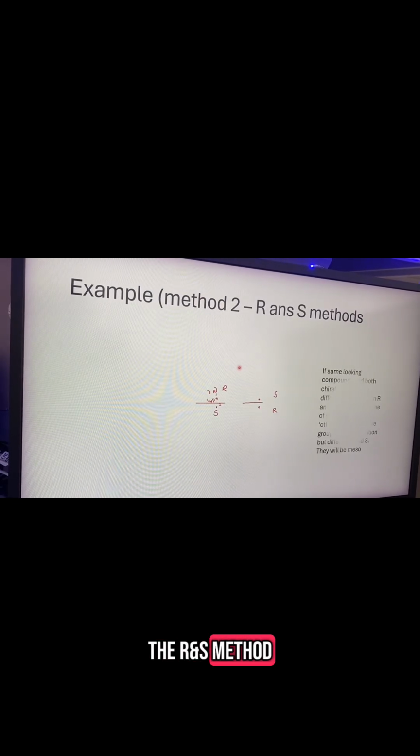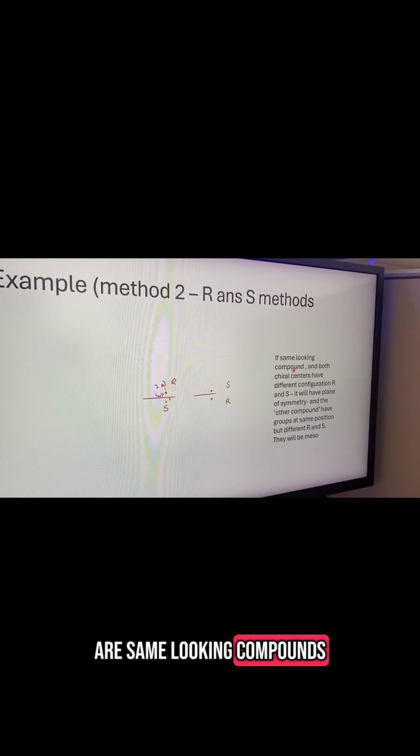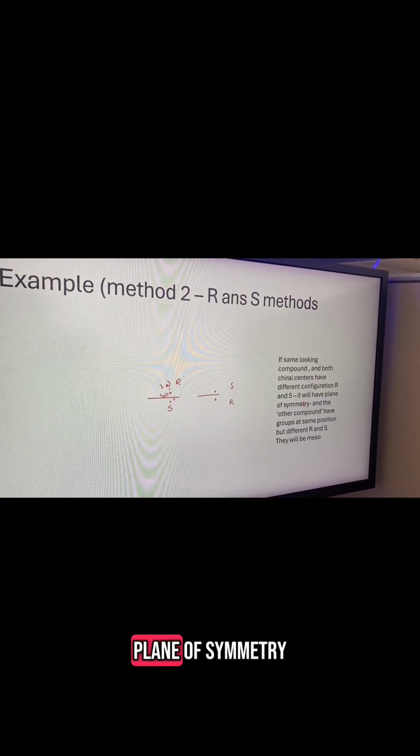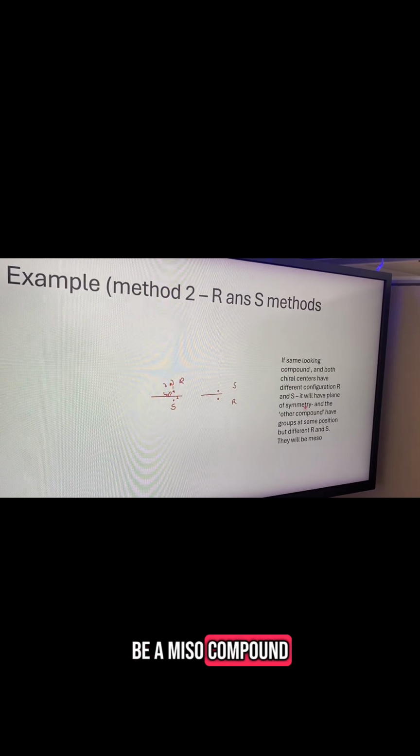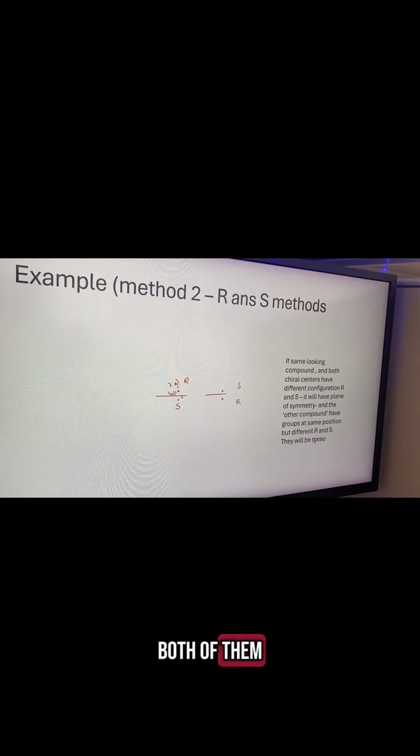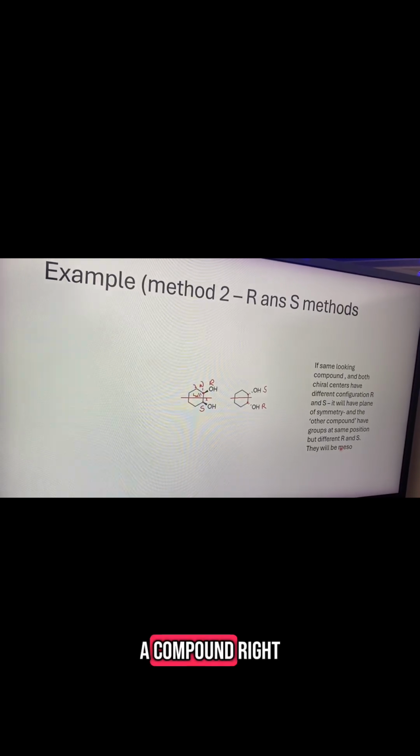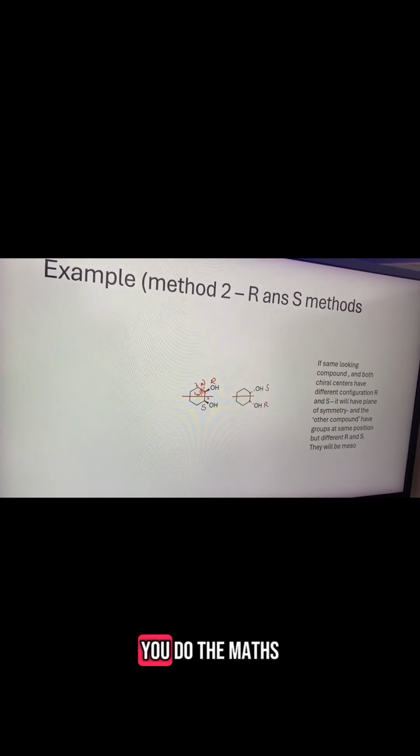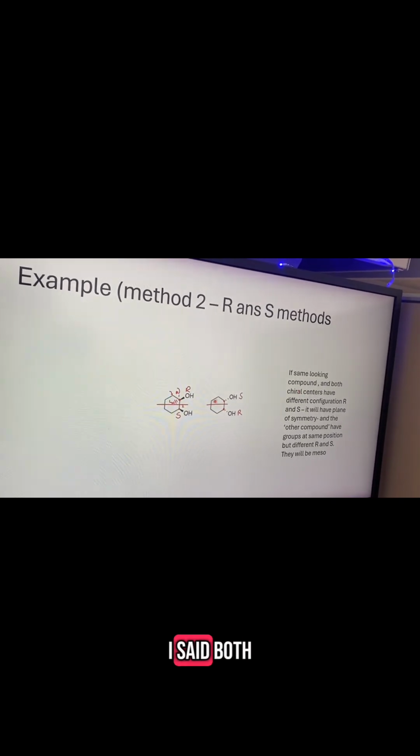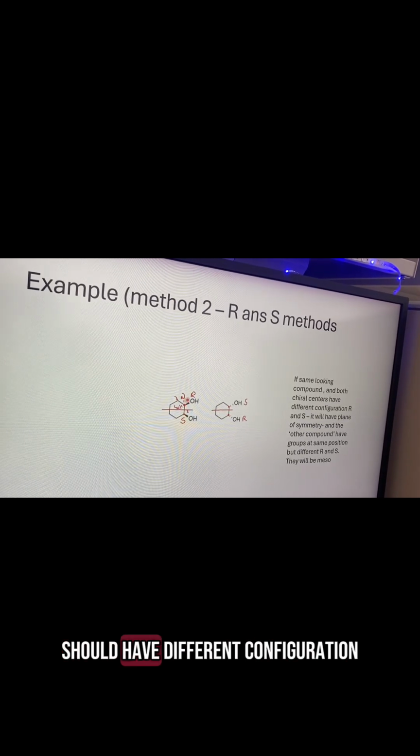The R and S method. My animations are tripping, but you will bear with me. So if there are same-looking compounds and both have chiral centers with different configurations, R and S, it will have a plane of symmetry and it will be a meso compound, and the other compound with the same groups should have different R and S, and both of them will be identical. I know it's too much of words, right? Let's try to imagine it. Okay, this is the compound, right? The same one. So now if you do the maths, this one is R, this one is S. So that's what I said. Both chiral centers should have different configurations.